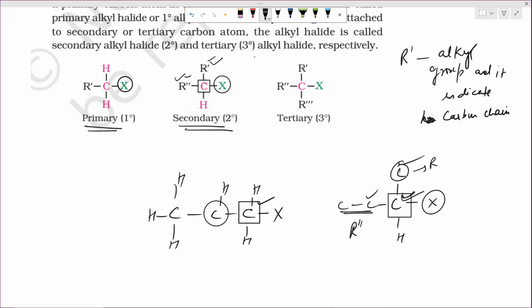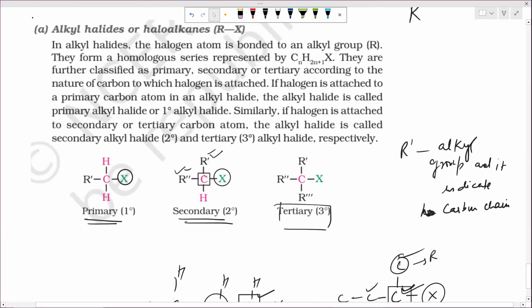And similarly, if we have CH3X here and this is C and C here, it is known as tertiary. There should not be any confusion because it is very important that you must know. Okay, got it?